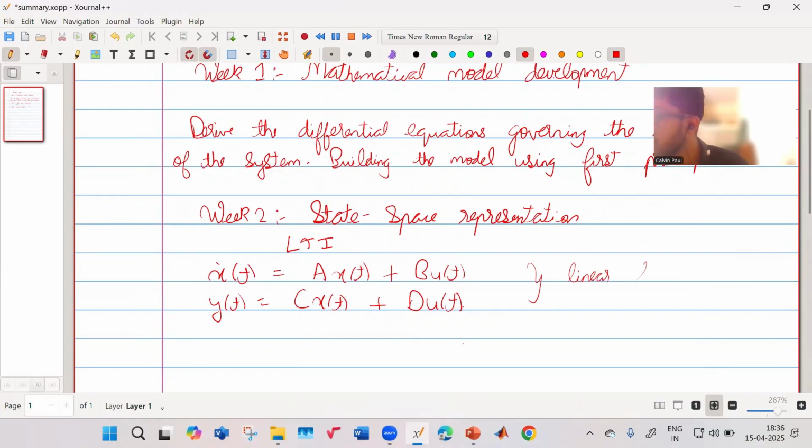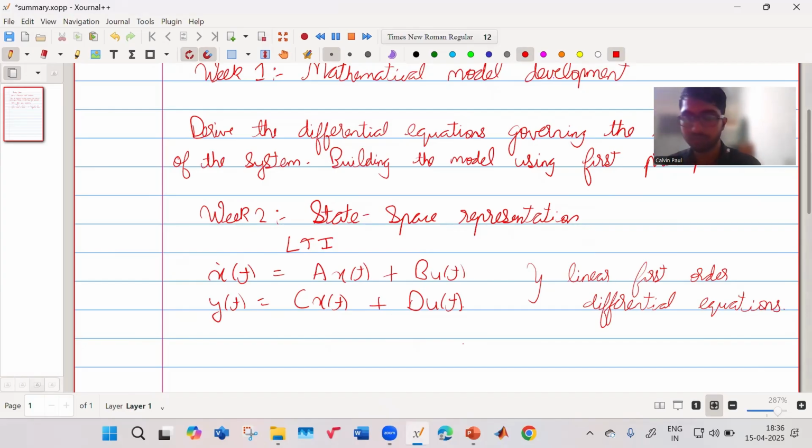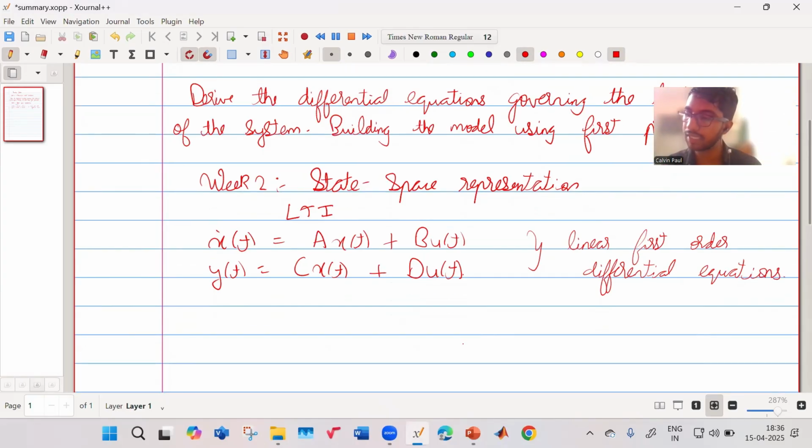These are linear first order differential equations. We have to select the states in such a manner that we get linear first order differential equations. Okay, so one more point is this state space representation is not unique. It is not unique. There can be various states. So it depends on the choice of states.